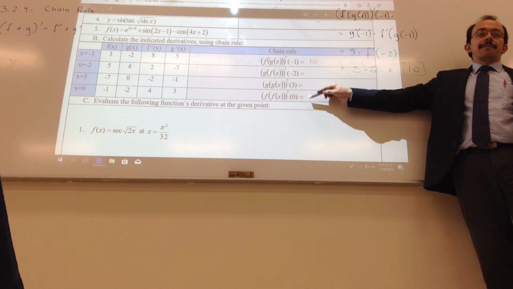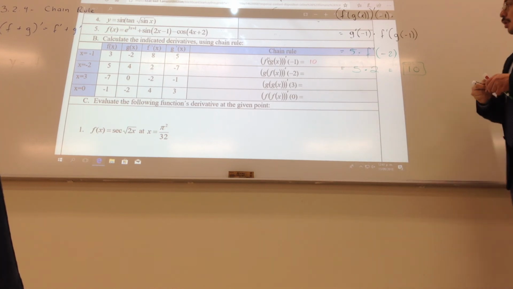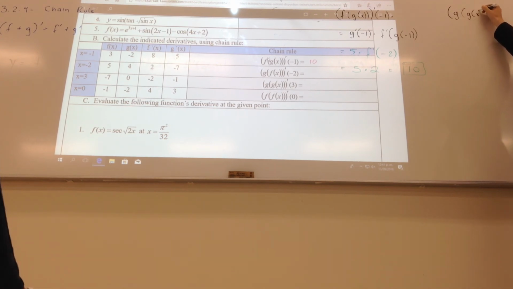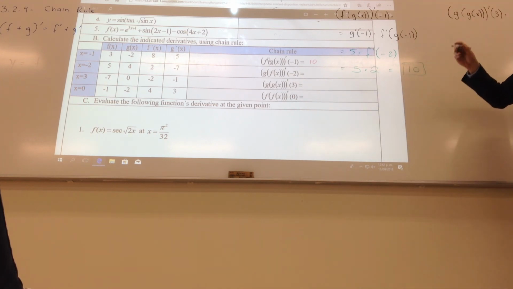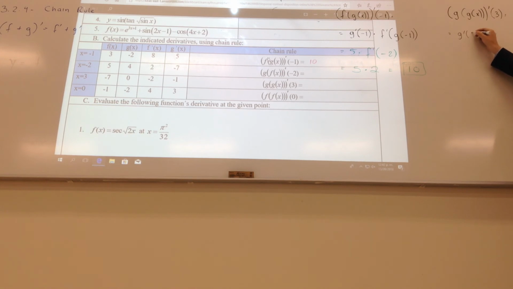Let's try another one. For example, the third one. Again, step by step. Apply the formula. So it's going to be g prime of 3 times g prime of g of 3. That's the formula, chain rule applied.